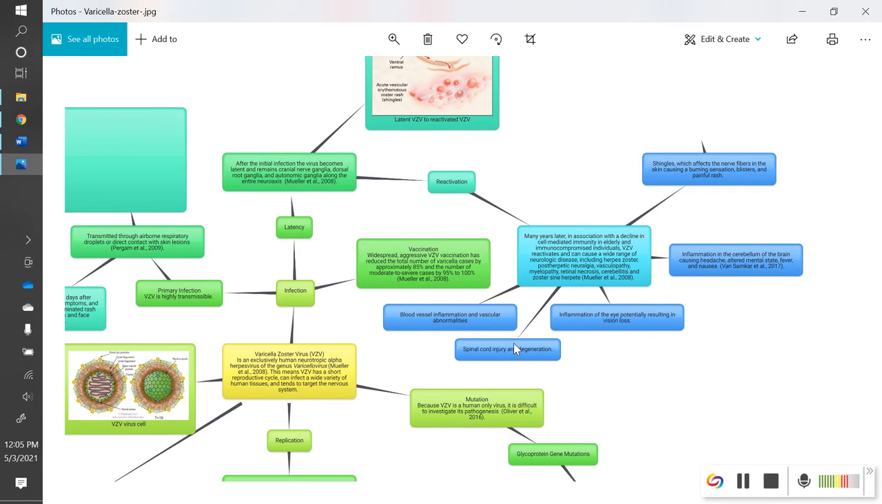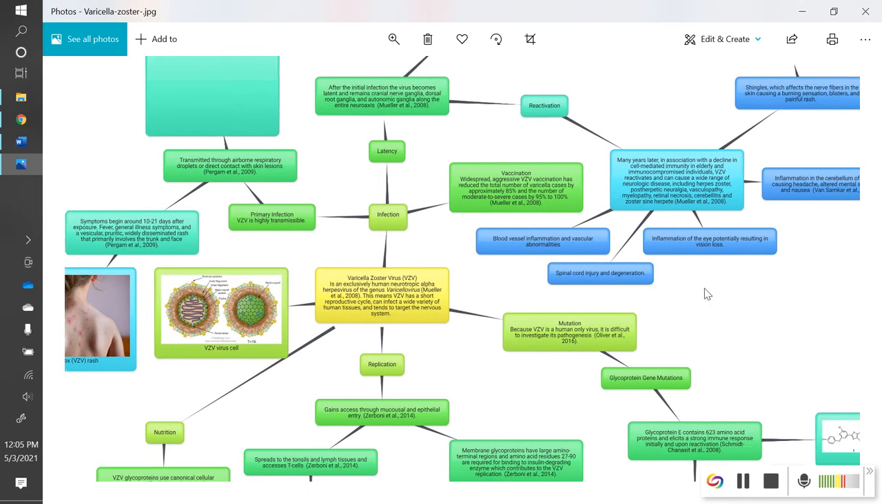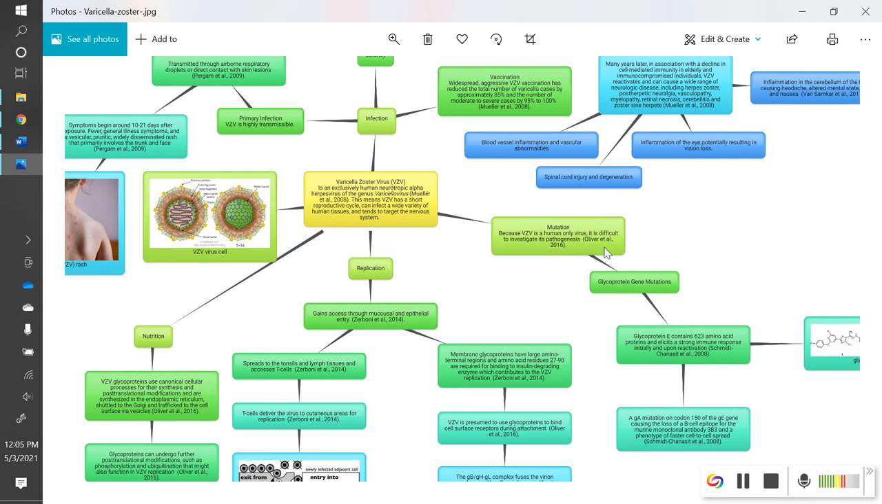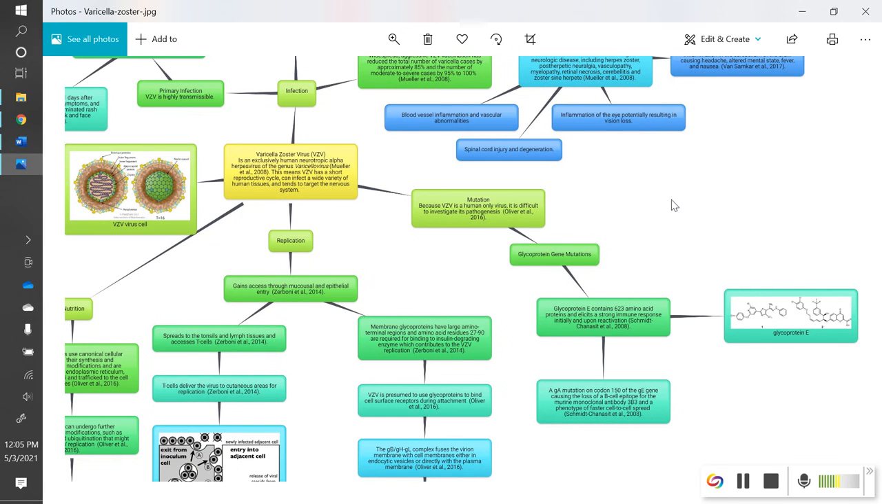Several other things can happen upon reactivation, anything from inflammation of the eye and vision loss to blood vessel abnormalities. Really seems like there's a lot of things that can go really wrong, which I was unaware of just from being exposed to the virus. Let's see here, mutation, we have glycoprotein gene mutations. That's kind of all I was able to find.